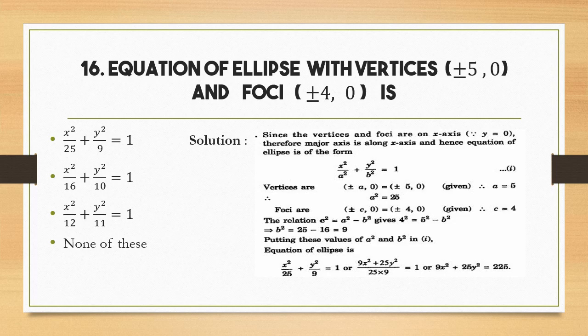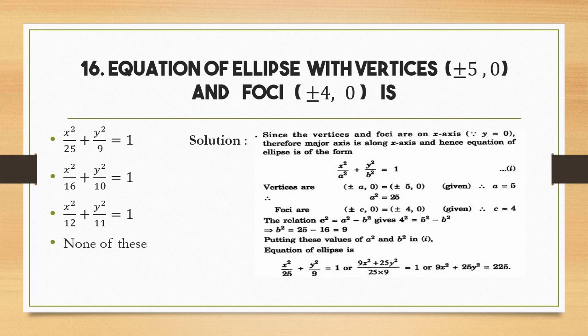Shortly we will write plus or minus a, 0, and vertices are already given, plus or minus 5, 0. Therefore a is 5, so a square equals 25. Usually foci are denoted by (ae, 0), but you may use foci notation as (c, 0) also. It is up to you, both will give the same answer. Here I took the notation as c, so foci are plus or minus c, 0. Foci are already given as 4, 0. Therefore, c is 4.